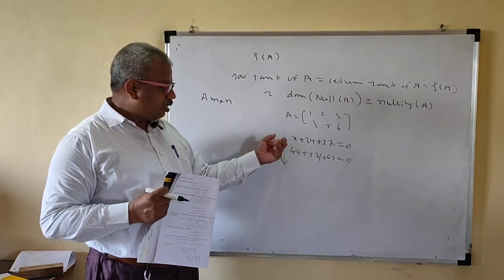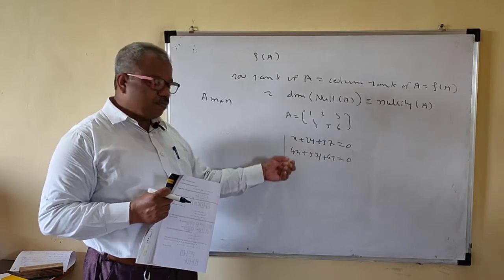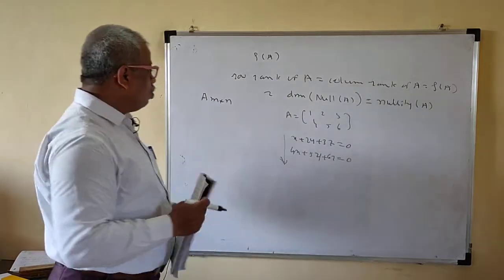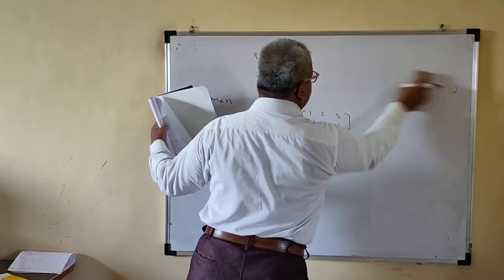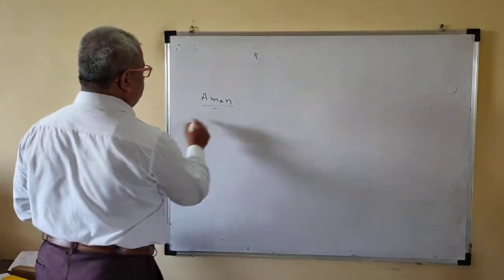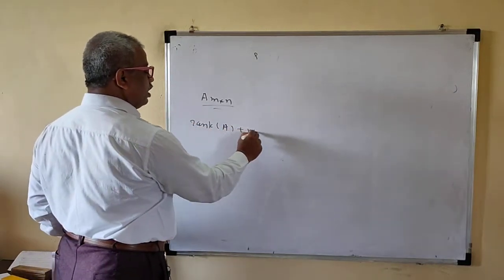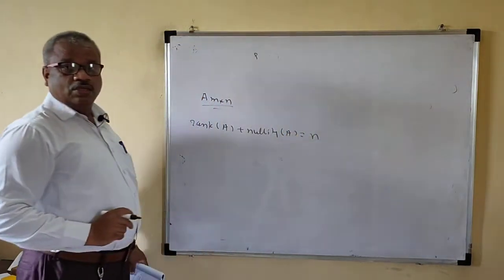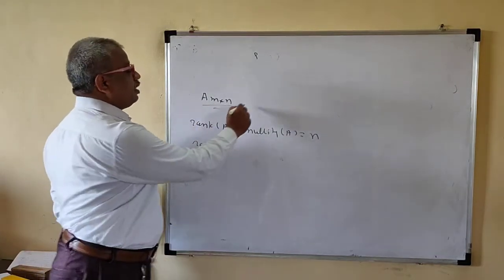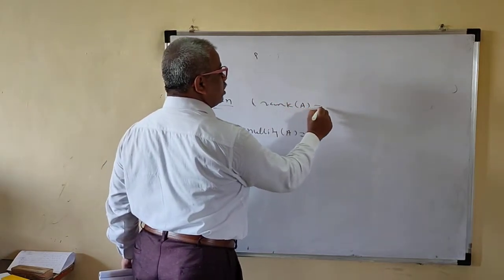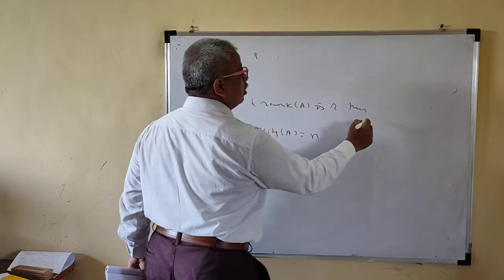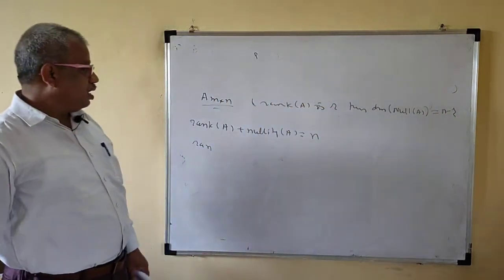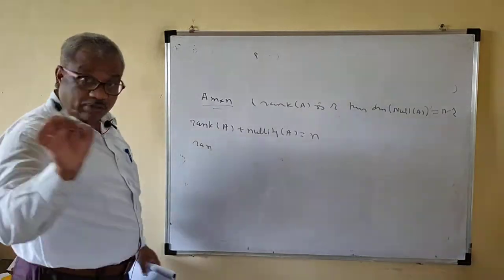That means the dimension of the solution space of this system is the same as the nullity of A. So if A is an m by n matrix, then rank of A plus nullity of A is equal to the number of columns of A. So if A is m by n and rank of A is R, then the dimension of the null space of A must be n minus R. N is the number of columns of A. The columns of A are very important here.